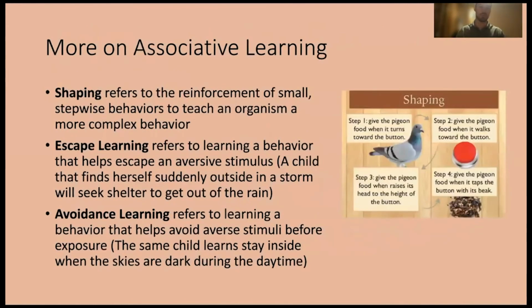A little more on associative learning. Shaping refers to the reinforcement of small stepwise behaviors to teach an organism a more complex behavior. Again, talking about dogs, if you've ever taught a dog how to roll over, shaping is a way that we usually do that. You'll usually teach the dog how to sit, then you can teach the dog how to lay down. Then from there, you'll teach the dog how to roll over on his side. And then from there, you'll teach him how to roll over completely. And then you attach that to one command, and that's basically how shaping works.